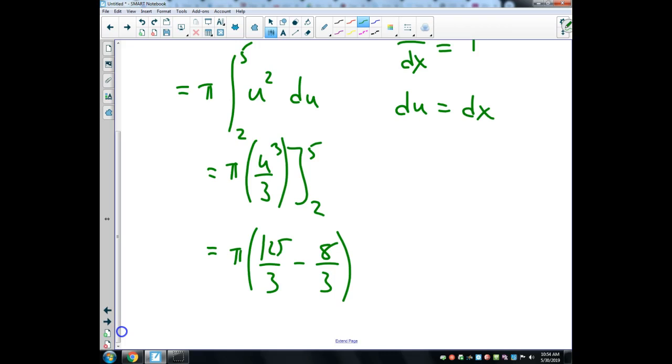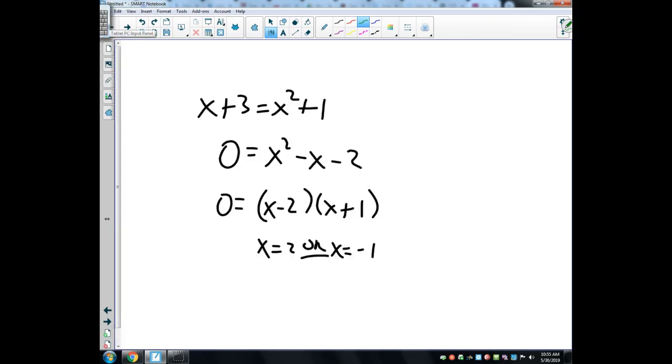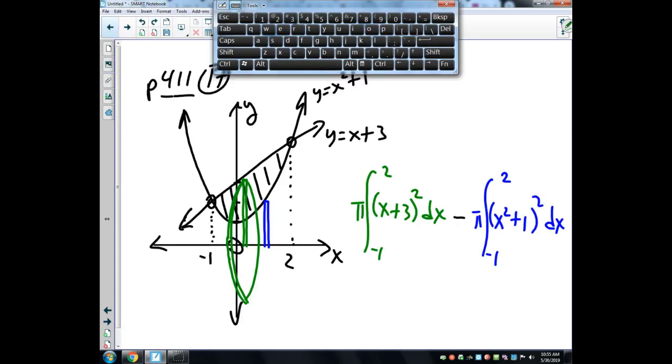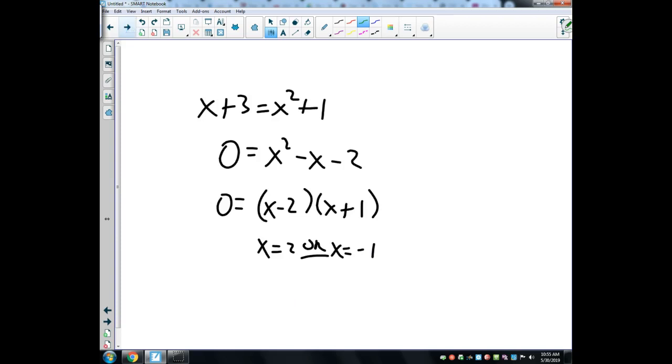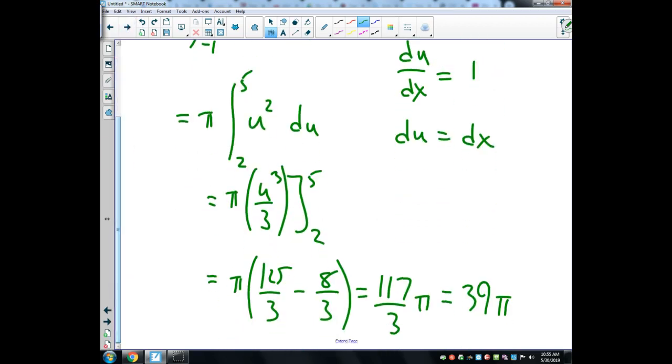Wow, that's crazy. So that's the big volume. Let me just check my work. So what is that? That's 117 over 3 pi, isn't it? And 1 plus 1 plus 7 is 9, a multiple of 3, so 3 goes into it 39 times. So it's 39 pi cubic units, whatever they are. So in the diagram, if this is 2 inches from the origin, that would mean that the green disks add up to a volume of 39 pi cubic inches, right?